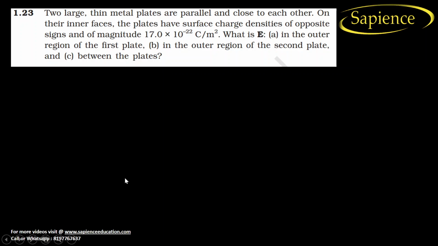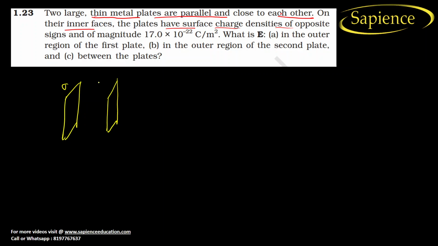Next question is about two large thin plates. Let us suppose there are two large thin metal plates, parallel and close to each other. On their inner faces, the plates have surface charge density of opposite sign. So let us suppose there are two thin plates like this, and they have surface charge density plus sigma and minus sigma.